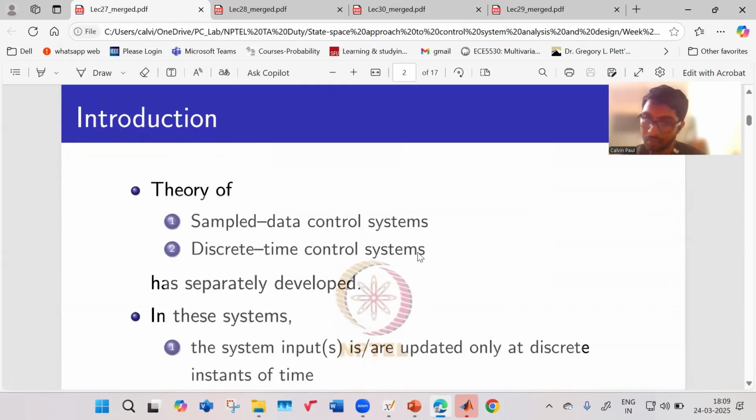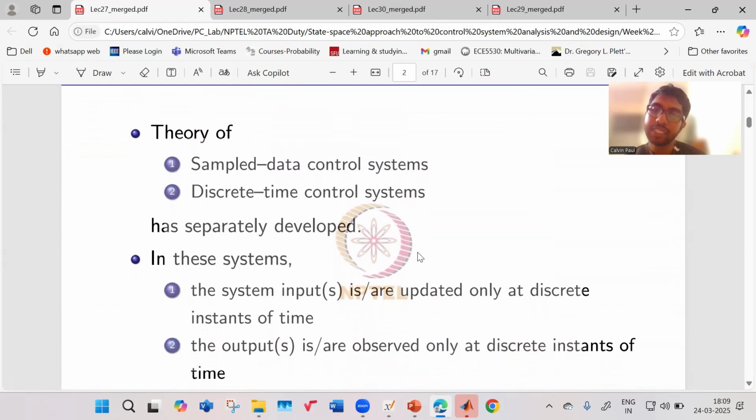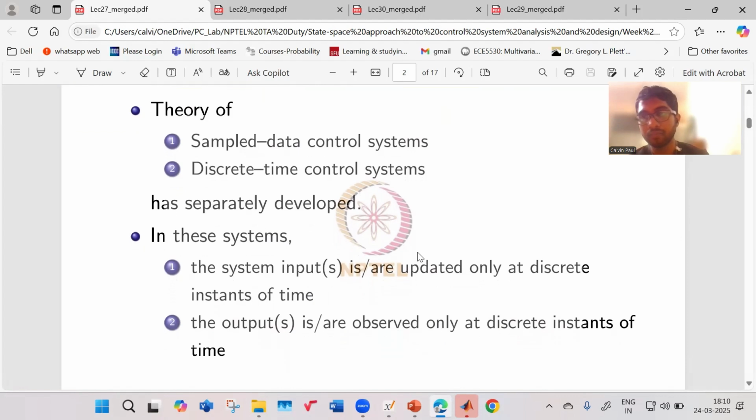Now we will consider what is a sampled data control system, what is a discrete time control system. The inputs are updated only at discrete instants of time. That is, your input is not continuous. It means one value, then after some time it goes to another value. It remains there, then it goes to another value. The outputs are also observed only at discrete instants of time. That is, we view the output only at certain instants of time, not continuously. That's why they are discrete or sampled data systems.